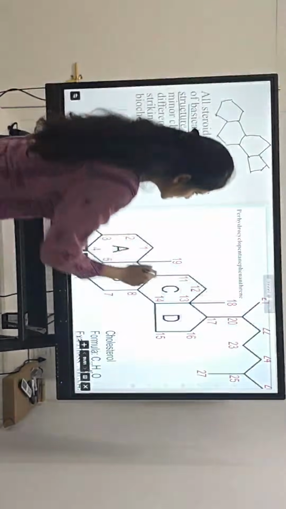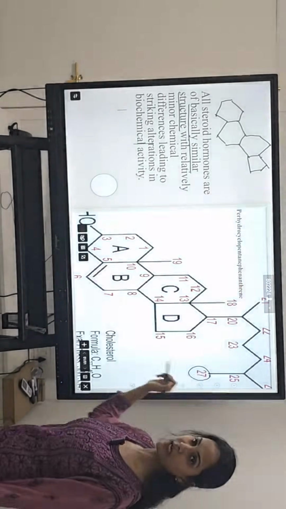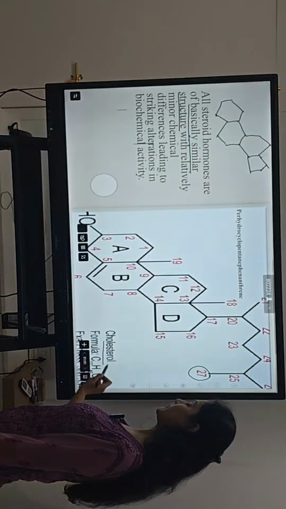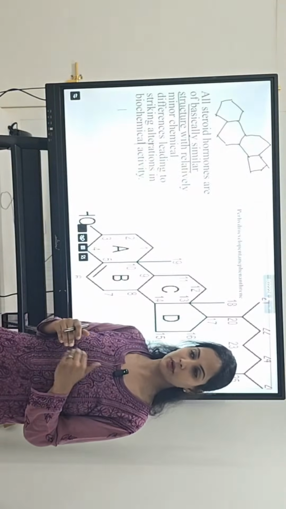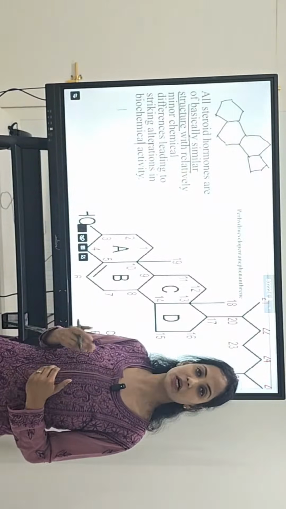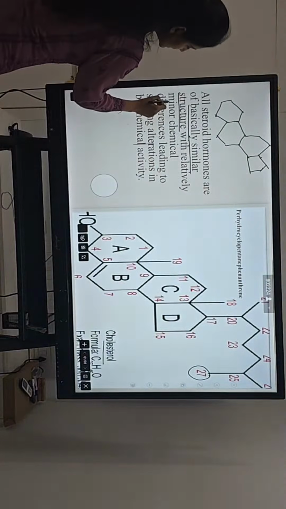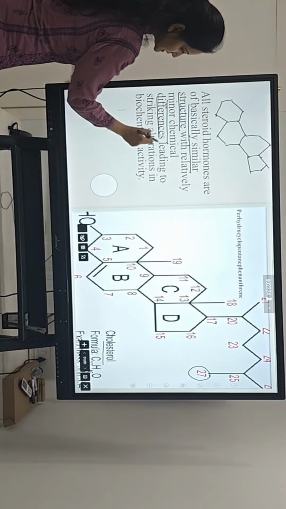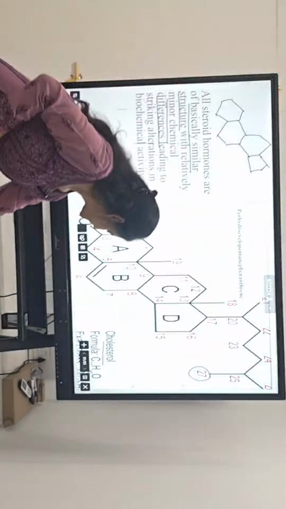If I add some chains here and make it a 27 carbon compound, it becomes cholesterol. What is cholesterol? Cholesterol is a parent unit. From this, we derive other steroids. So the next line is the minor differences leading to striking alteration. What are these minor changes?